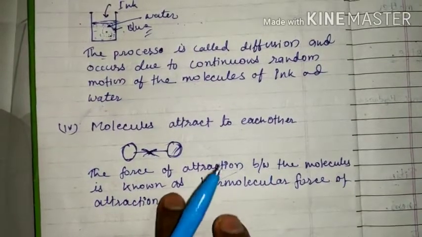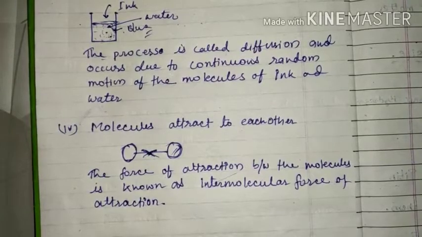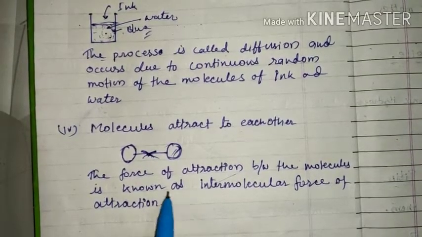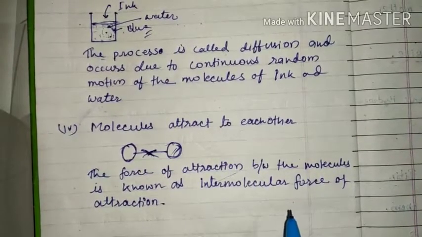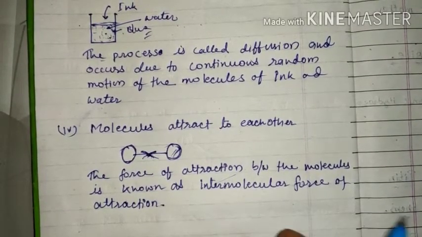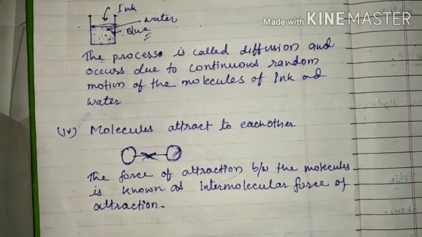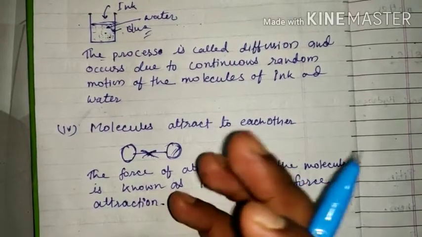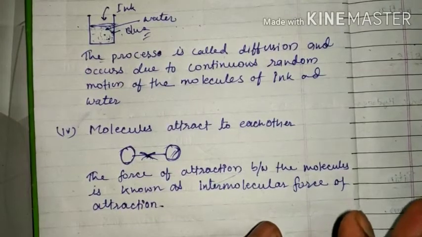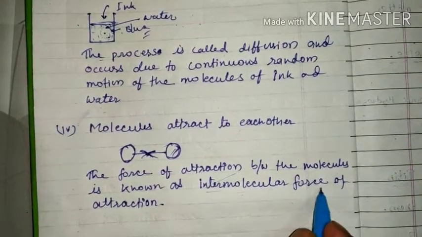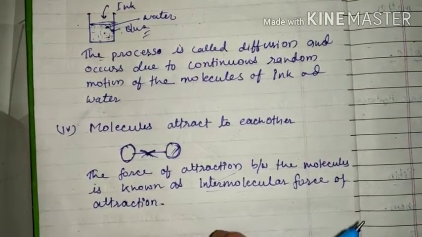The intermolecular force of attraction varies from material to material. So due to this force of attraction, substances have different properties, different shapes and sizes also. Some materials are hard, some materials are soft, some materials are liquid. So intermolecular forces decide the shape and the properties of the material.